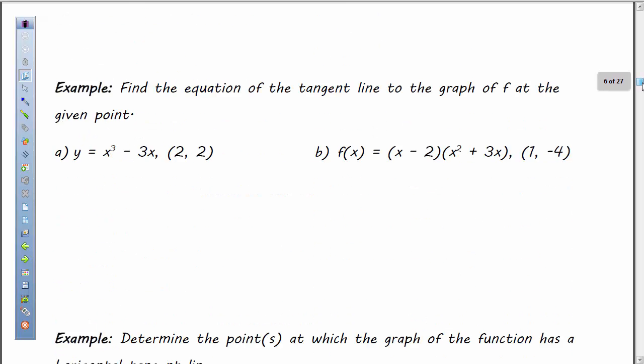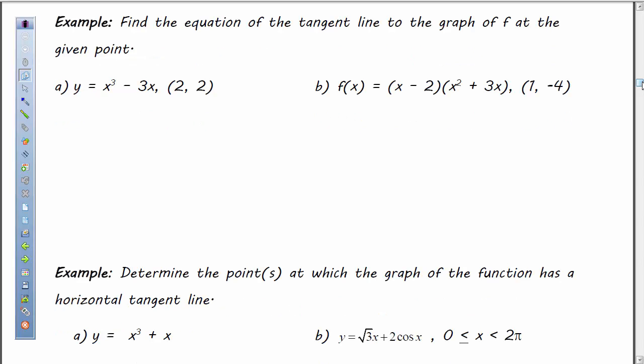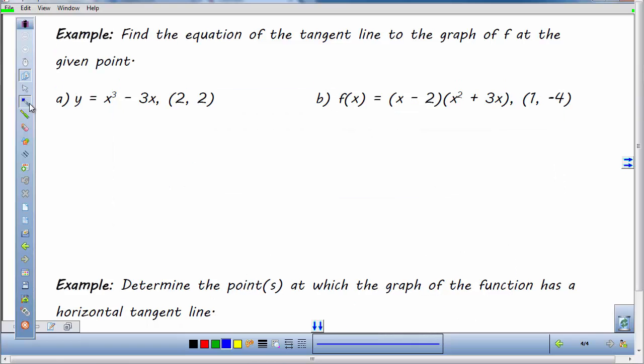Okay, so some more on find the equation of the tangent line. This is something we will see over and over and over again. So if you're not comfortable finding the equation of a line, you need to get comfortable because we'll see this often throughout the semester. Okay, so find the equation of the tangent line to the graph of f at the given point. So the first thing I need to do, if that's what I'm asked to find, is take the derivative. Y prime is equal to what?